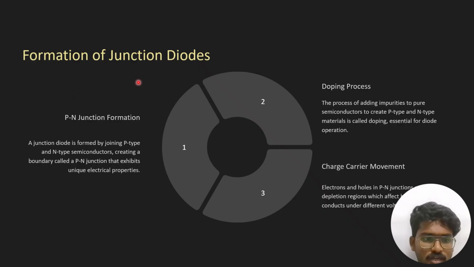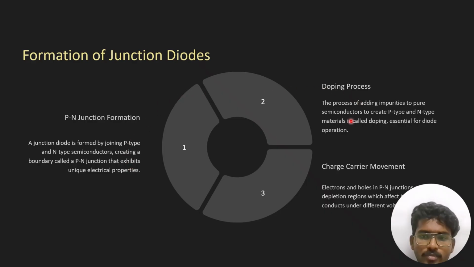Formation of junction diode. First, PN junction. A junction diode is formed by joining p and n-type semiconductors, creating a boundary called p-n junction that exhibits unique electrical properties. At the boundary, electrons and holes recombine, forming a depletion region that controls current flow.